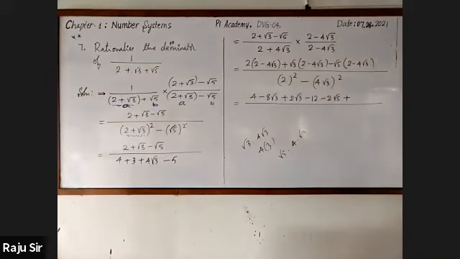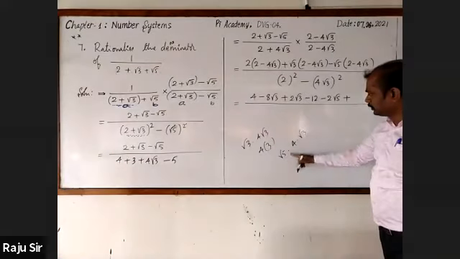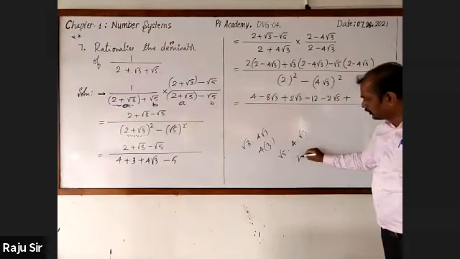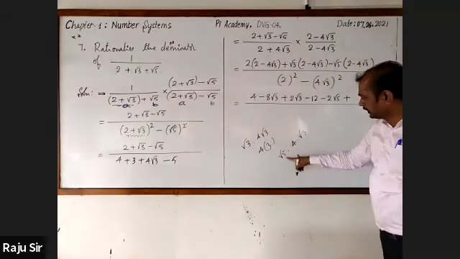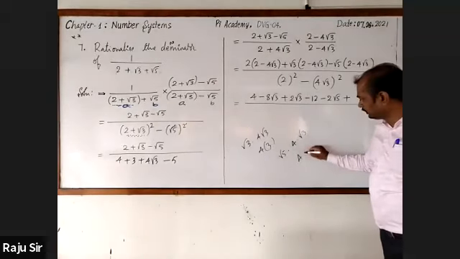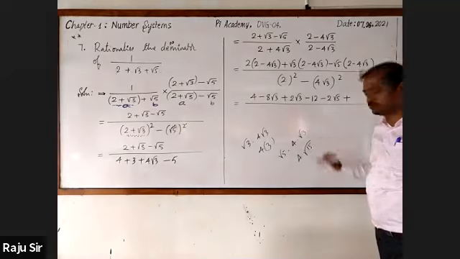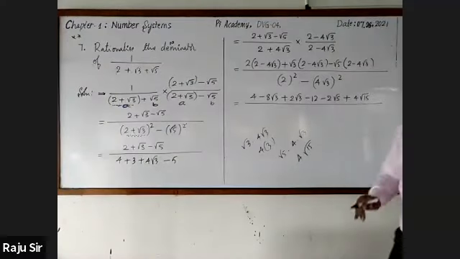Observe the board. Root 5 into 4 root 3. Multiply these two coefficients. Root 5 into root 3, 5 3s are 15. 4 into root 15.